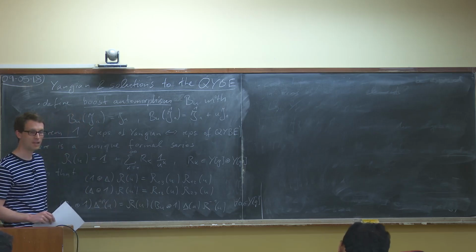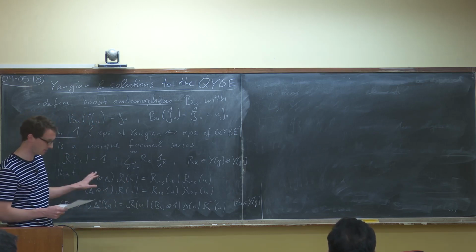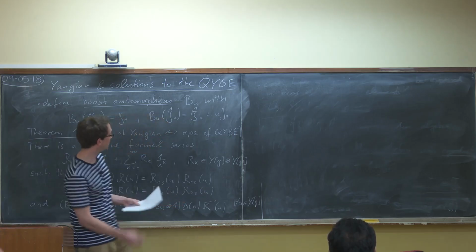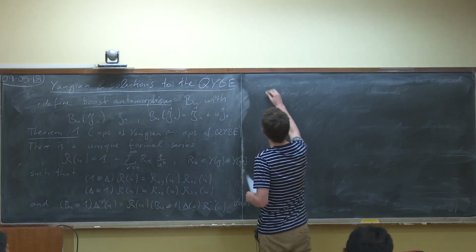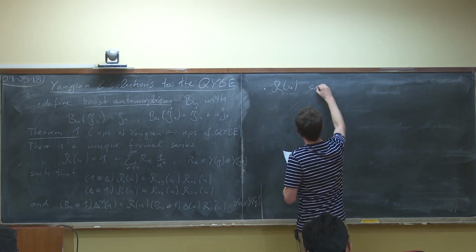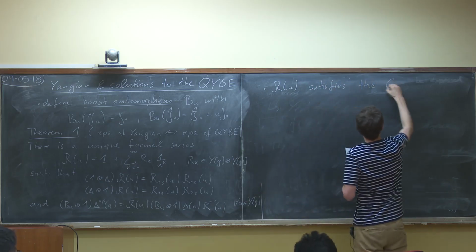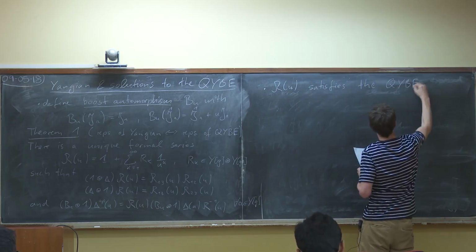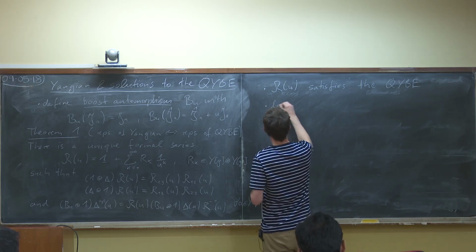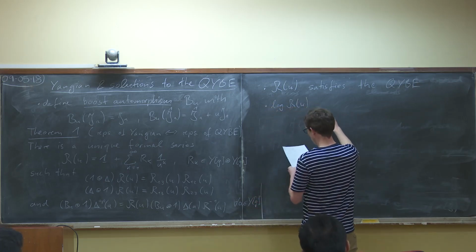Yeah? Now there is no need to import the Yang-Baxter equation. This is my next comment, I guess. Yes, that R of u satisfies the quantum Yang-Baxter equation. Furthermore, the expansion of R of u looks like this.